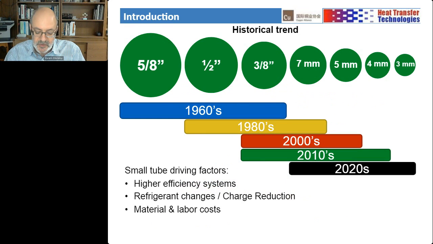Historically, tube diameters in heat exchangers have come down in size from 5/8 in the 60s to 5 millimeters and even smaller today. The drivers for the change are the need for higher efficiency systems, regulations reducing refrigerant charge, and cost reduction.